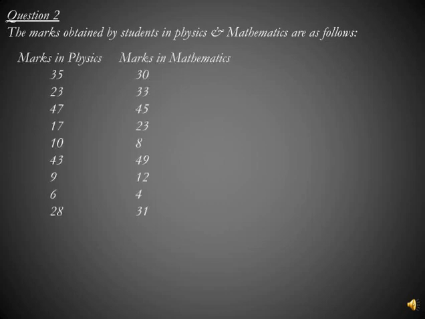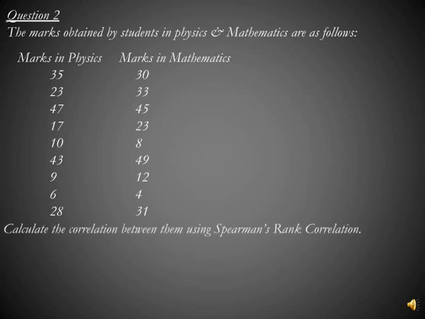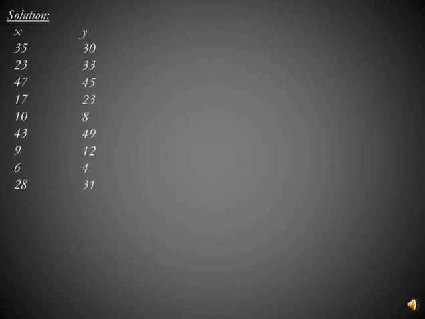Let's do a question for practice. The marks obtained by students in physics and mathematics are as follows. Marks in physics and marks in mathematics are given, and you have to find the correlation between them using Spearman's rank correlation. Now, what will you do? First, you will write the values of x, that is marks in physics, and second you will write the values of y, that is marks in mathematics.